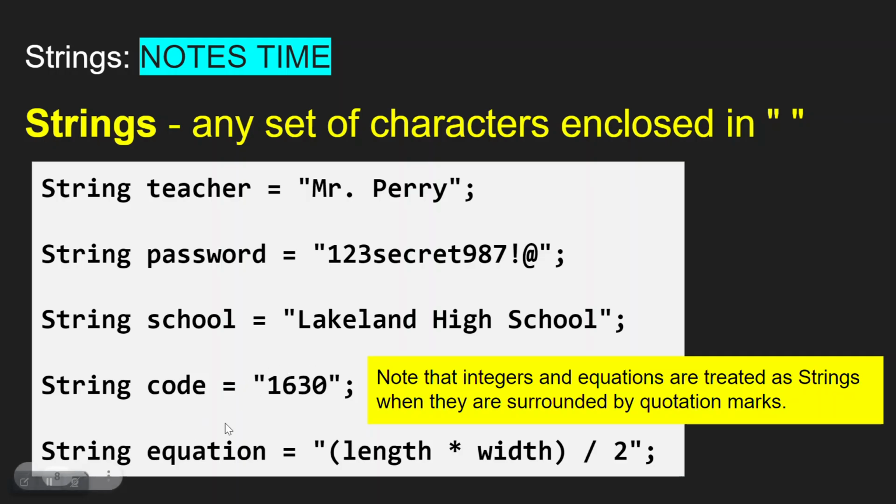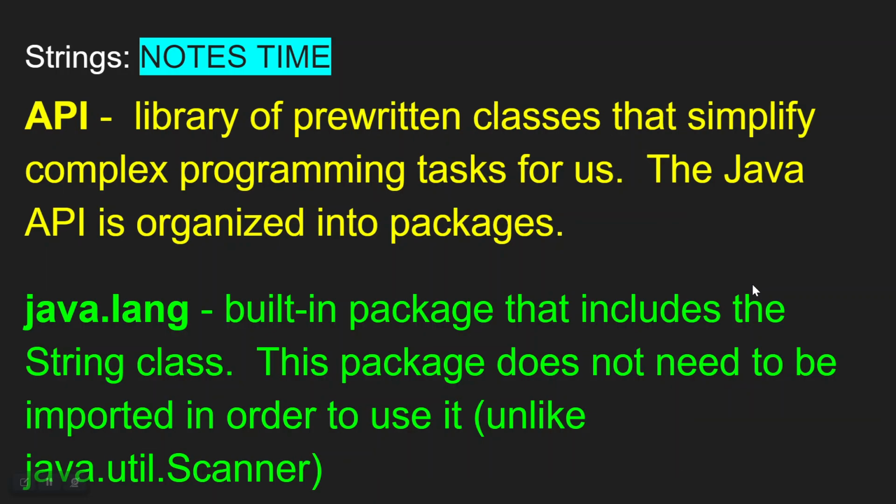Same thing down here, string equation equals, and again, we've got what normally looks like something that would be part of a method calculation, but as soon as we wrap it in quotation marks, Java is not going to try to compile this or do any of this math. It's just treated simply as a string, like any other string of characters.